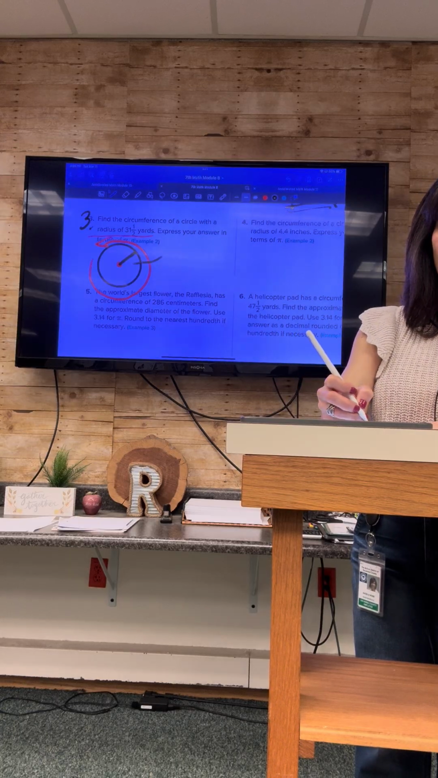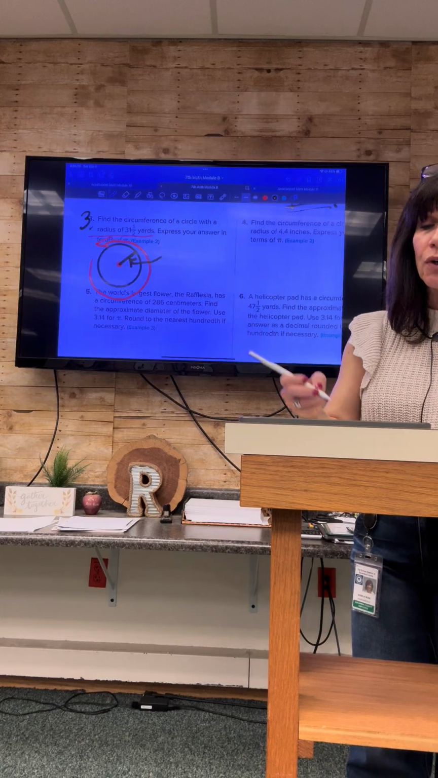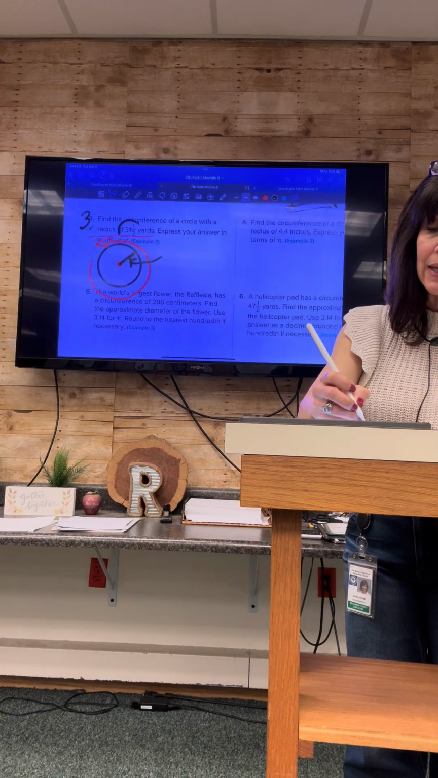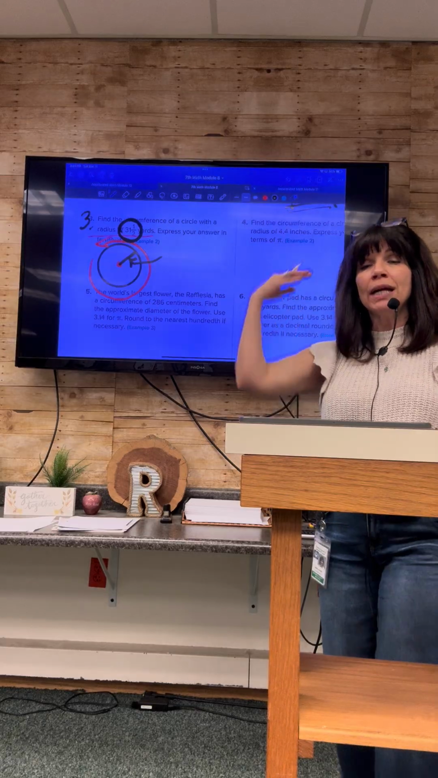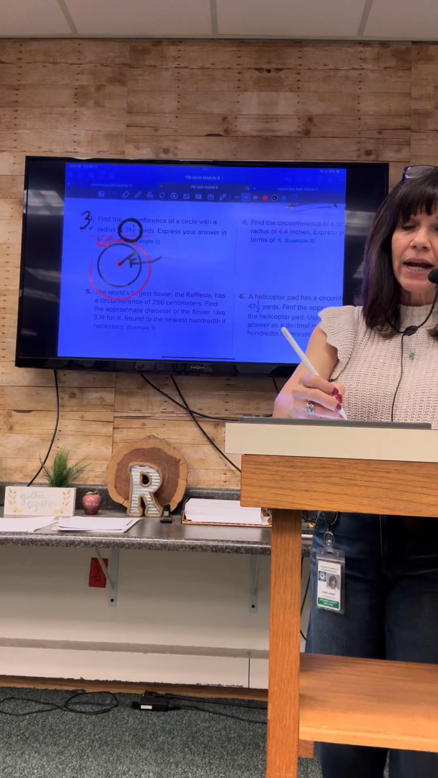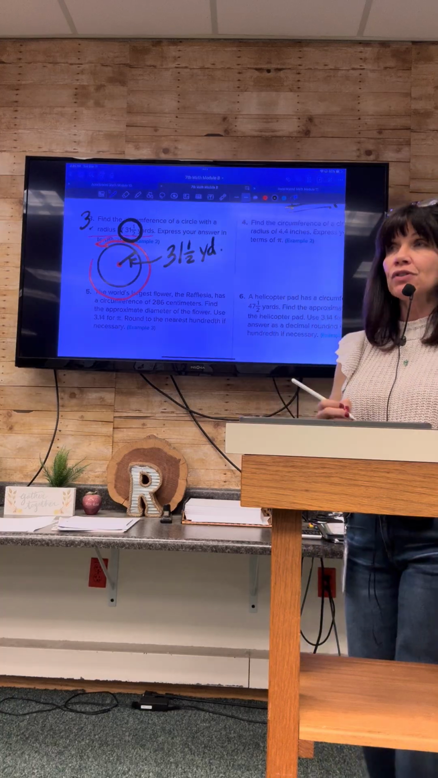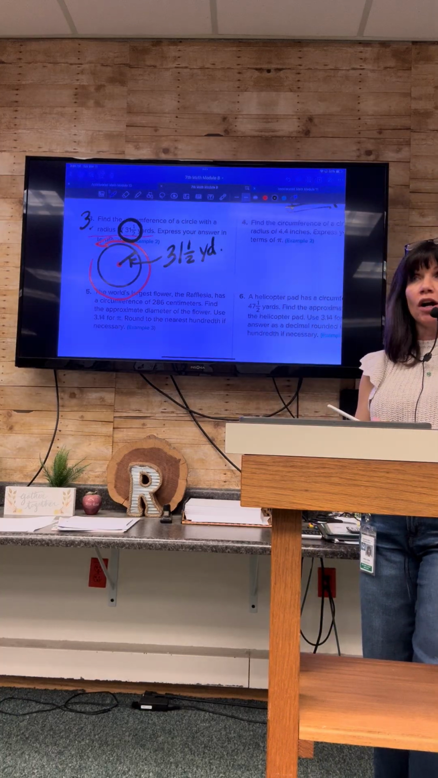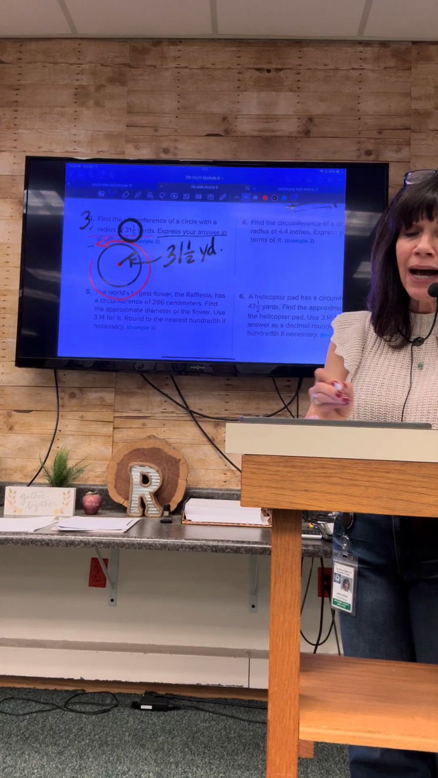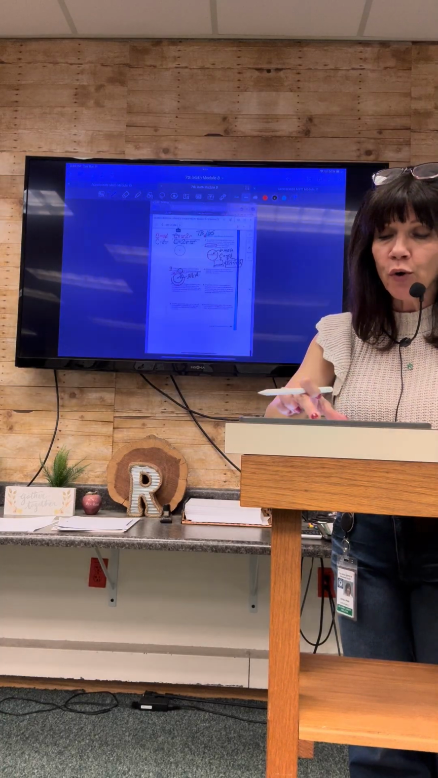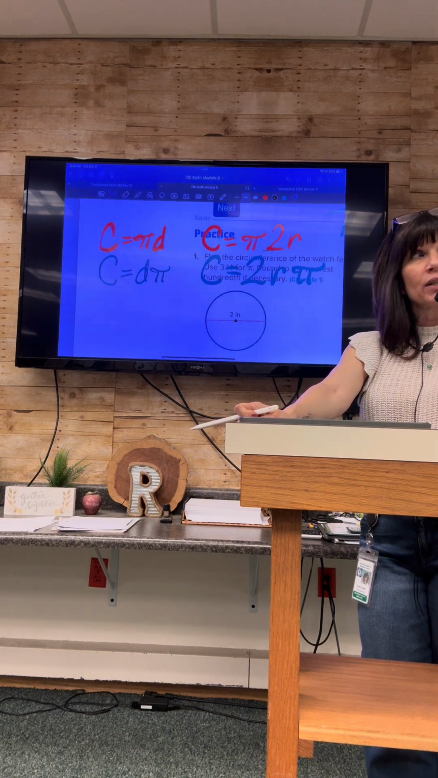Now draw an arrow pointing to your radius and label it with how long the radius of this circle is. On the count of 3, read that number to me. 1, 2, 3. 31 1/2. Love your answer. 31 1/2. Do you understand so far? Are you with me so far? Then it says, express your answer in terms of pi. Go back to our formulas.